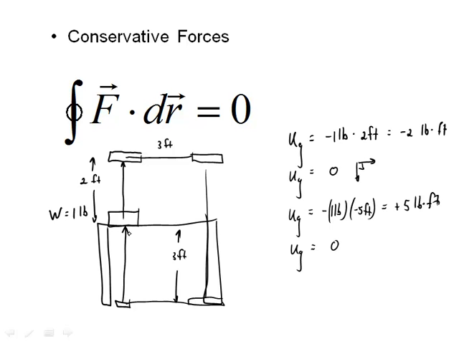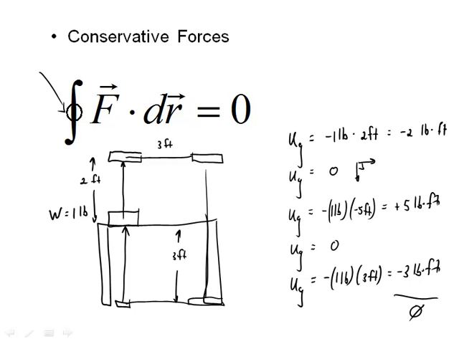Finally, I bring the book back to the original position. So during this part of the path, I'm going up 3 feet. So I have minus 1 pound times a positive 3 feet, which is minus 3 pound-feet. And so what you're seeing, I've closed the loop now. That's what I mean by this closed path. I started off at this location. I ended up at that location. So that's a closed path. And the work done by gravity is minus 2 plus 5 minus 3, which is 0. So there's no work done by gravity in this path.